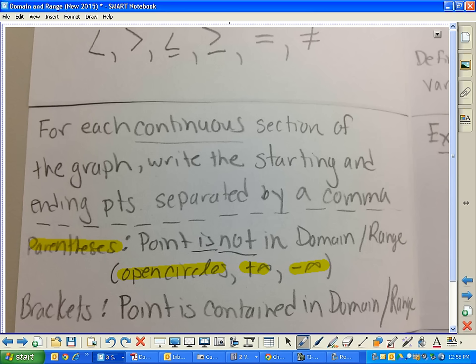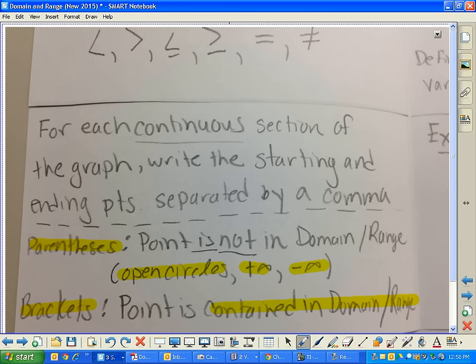So we can't bracket that in. It's not, we approach it, but we don't actually get there. And that's kind of another way you can think about it. Brackets are reserved for when you actually get there. So if you can draw a point and that value is contained in the domain and the range, you use brackets.